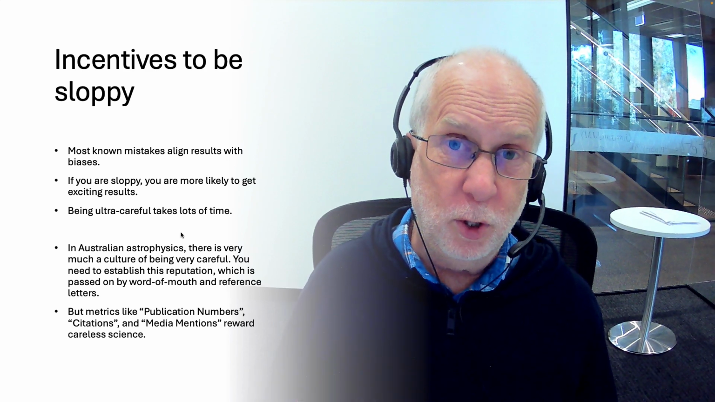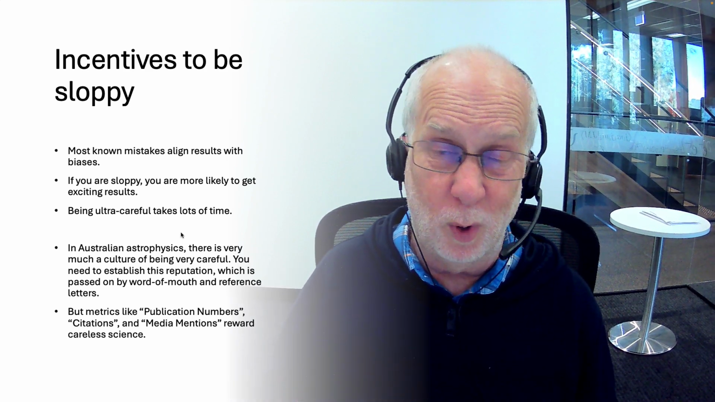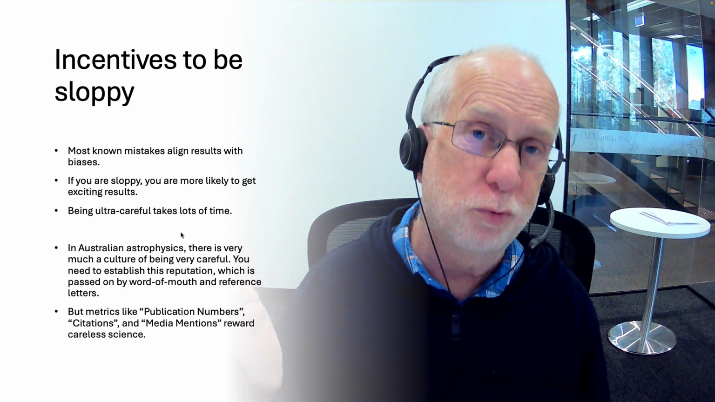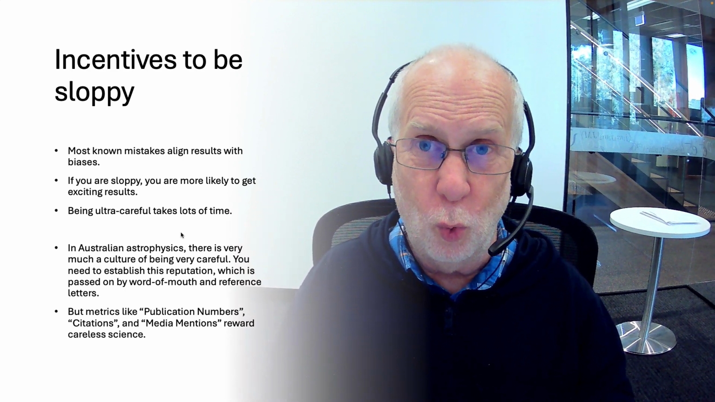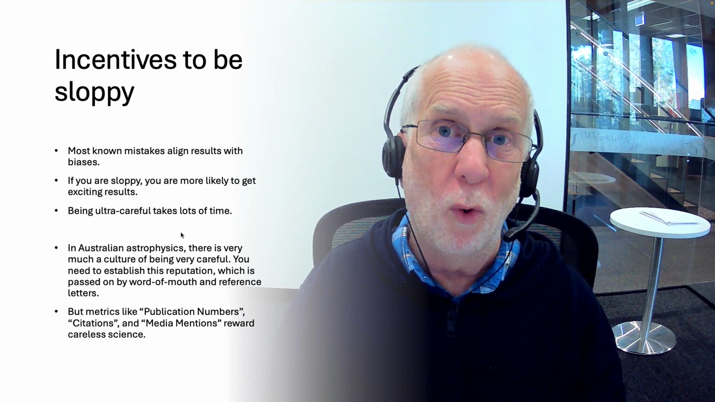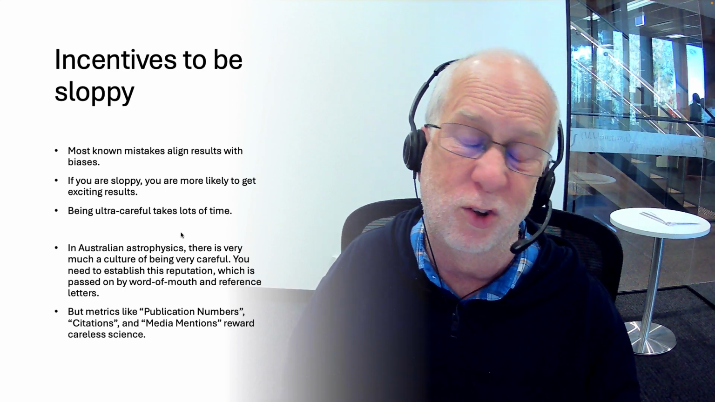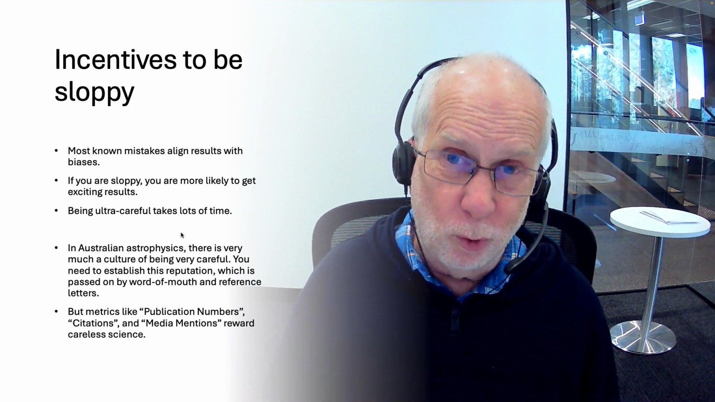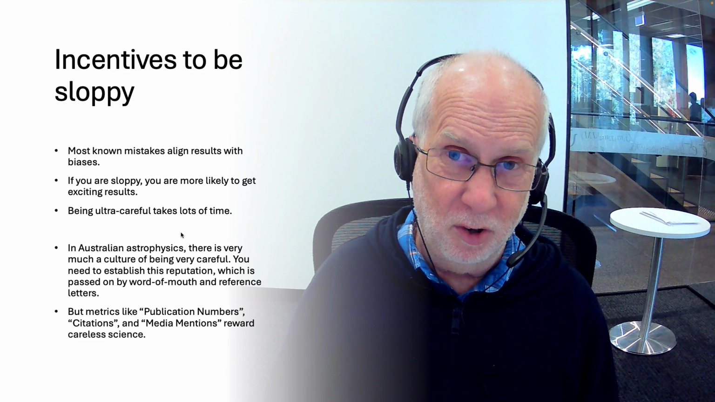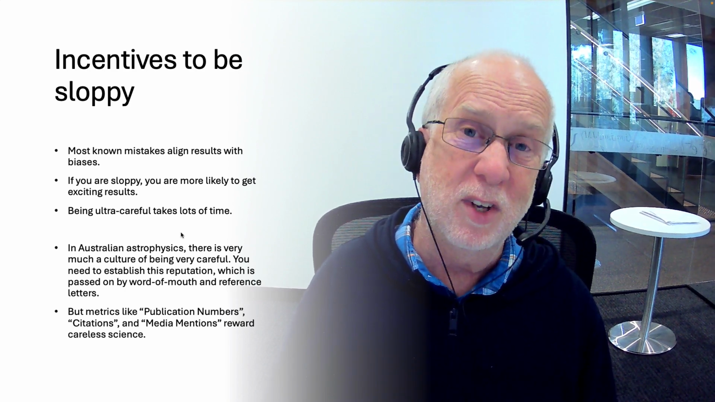If you're being sloppy, your results are going to scatter big or scatter small, and some fraction will scatter big and therefore give you an exciting result that you can publish in a prestigious journal. So in some sense, if you're a lab manager, you want your lab to be sloppy because that means you're going to get more exciting results. If you're very, very careful, all your results are probably going to be boring because most real results are boring. So being ultra careful takes lots of time and money and effort and doesn't necessarily make your results look more exciting. So there's a big incentive to be sloppy.